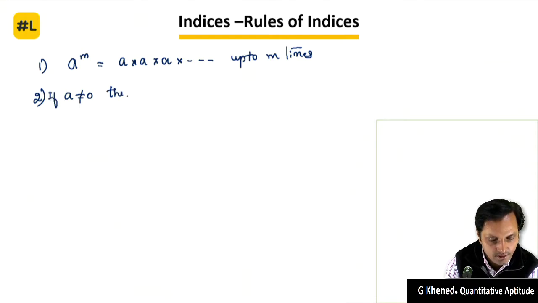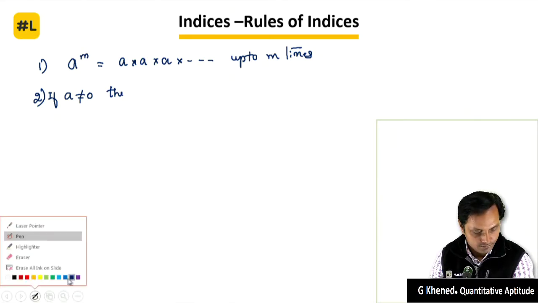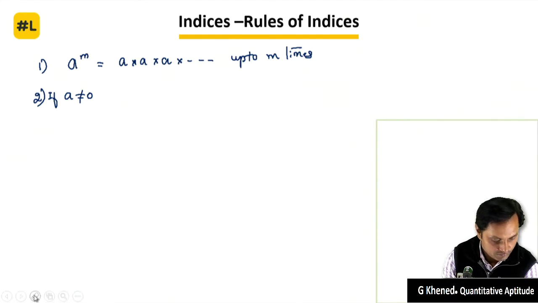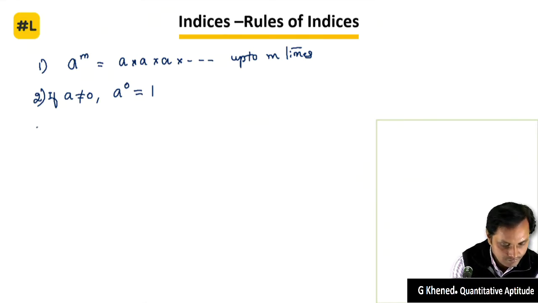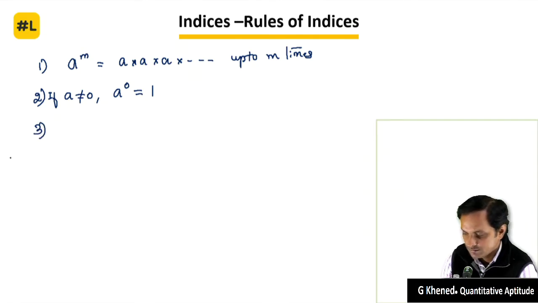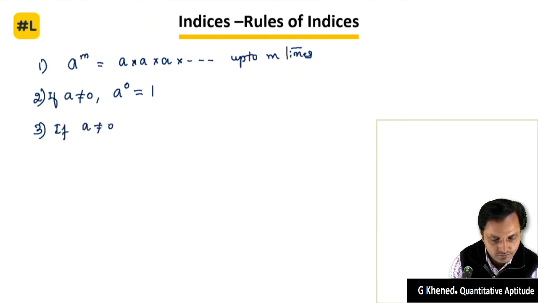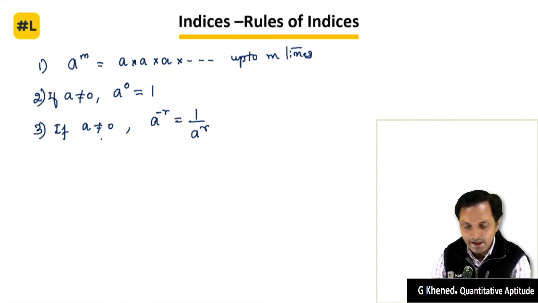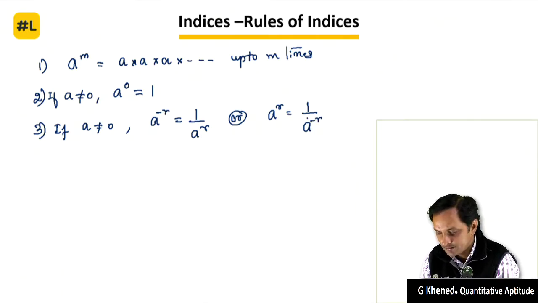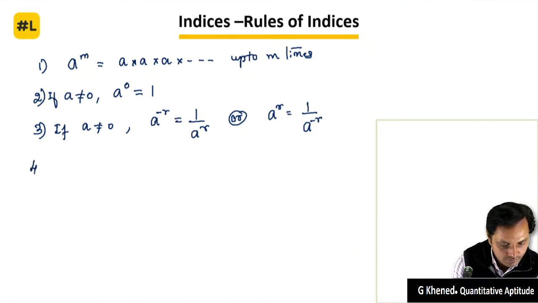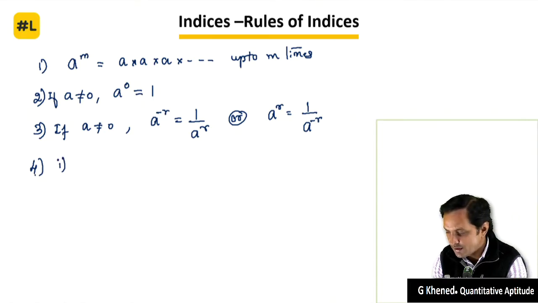If a is not equal to 0, and a power 0 will be equal to 1. Any number power 0 is 1. A to the power minus r can be written as 1 by a to the power r, making a note, your a should not be equal to 0, or you can write a power r is nothing but 1 by a power minus r. Then these are the most important results.